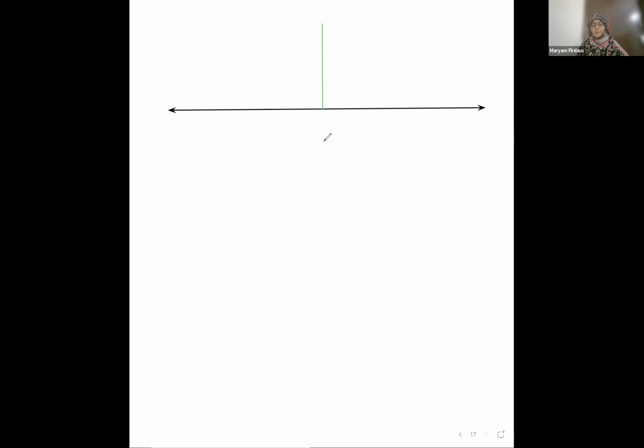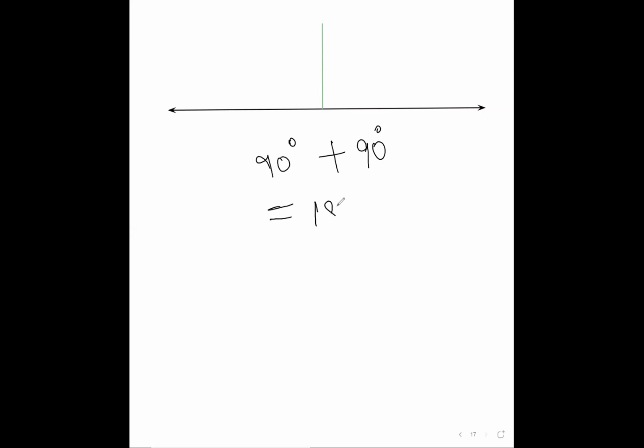Can two right angles be supplementary? Hiba, question number 3. No. What is the measure of two right angles? 90 degree. Exactly. 90 plus 90, right? So when you add them, it is 180, so it will be supplementary. Yes, two right angles can be supplementary.